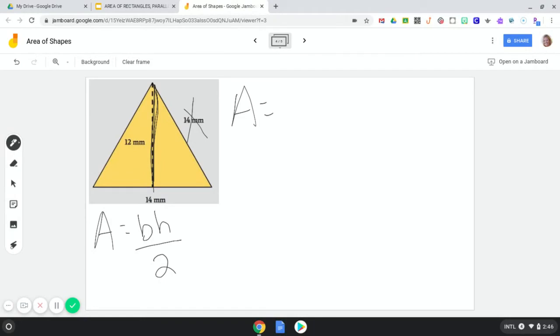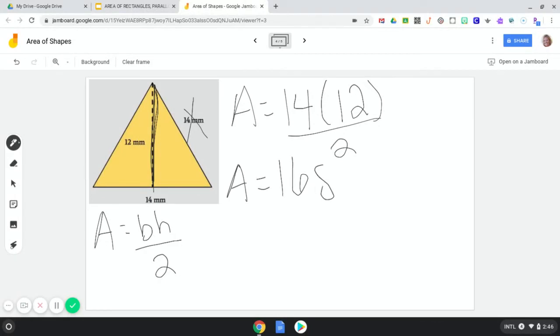My base here is 14. I'm going to multiply that by 12 and then divide that by 2. So 14 times 12 is 168. So I'm going to do 168. So I did 14 times 12. That's how I got this. And I'm going to divide that by 2.